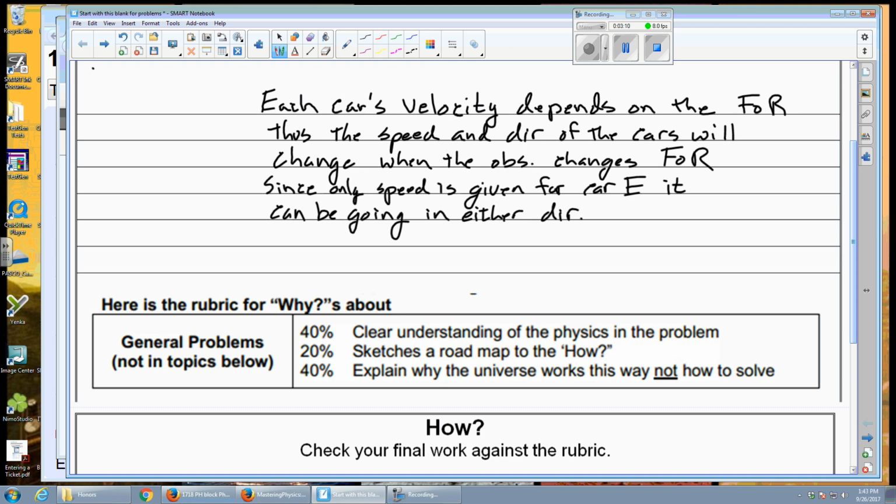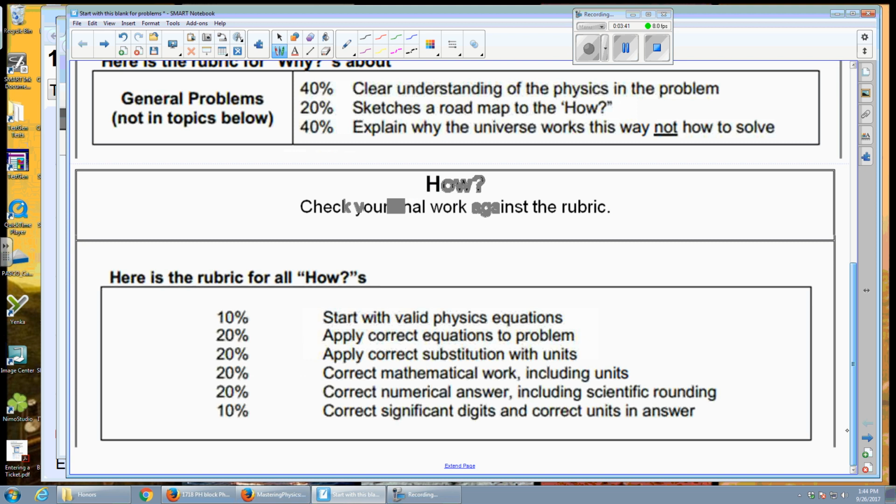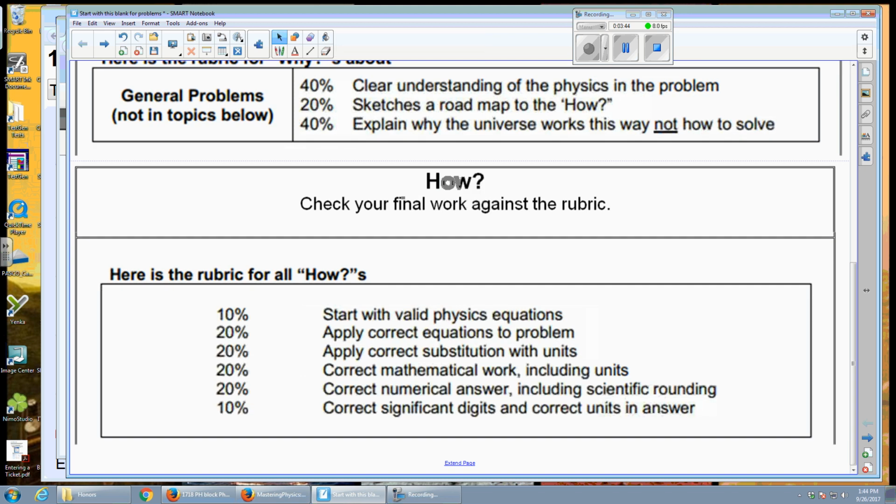So let's see, did I show a clear understanding of the physics in the problem? I think so. That sentence I just added sketches the roadmap to the how. So that's providing a direct link to this problem, so it's not all just generic platitudes. And I explained why the universe works, not how to solve the problem. All right? What do you guys think? Did I hit my rubric? I think so. So now we can move on to the how part.